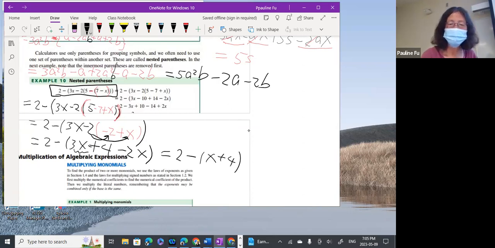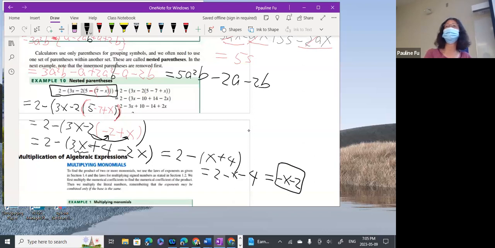Last step, take away this bracket. You got 2 minus x minus 4. Collect like terms, you get -x, -2. This is the final answer, -x, -2. Go home, redo this question. Can you come up with the correct answer?